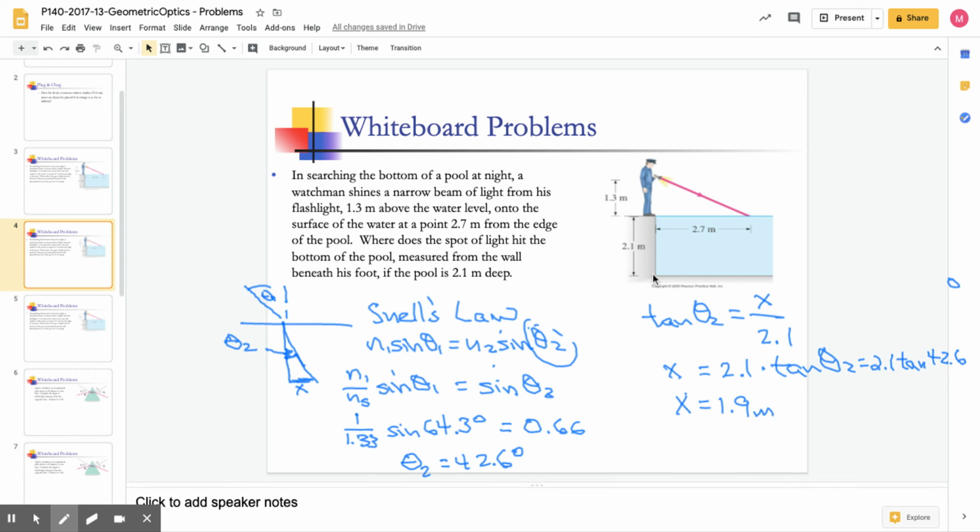The last thing we have to do is go back one slide and draw it out here. We are trying to find the distance back to the edge of the pool. This right here is the edge of the pool, and this was equal to 2.7 meters. Let's call this length L. So L is equal to 2.7 meters plus x, and when we plug in 1.9, we get L equal to 4.6 meters. And that's our answer.